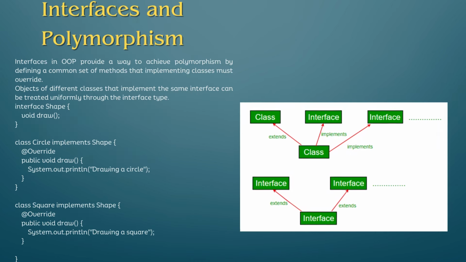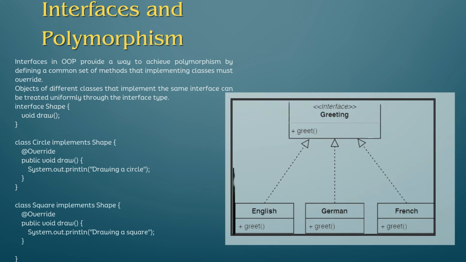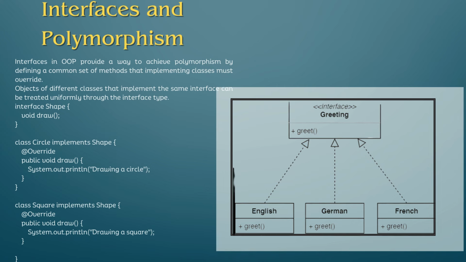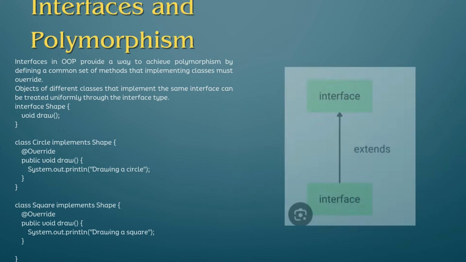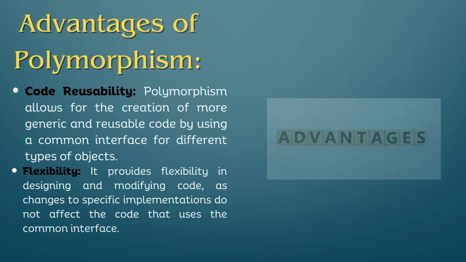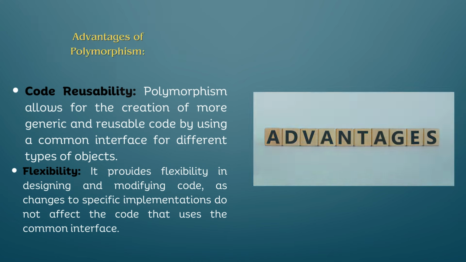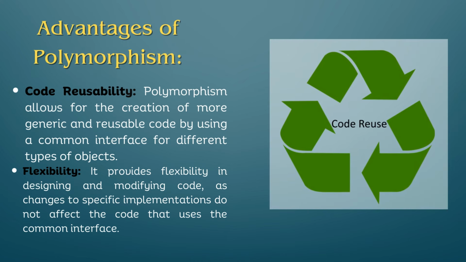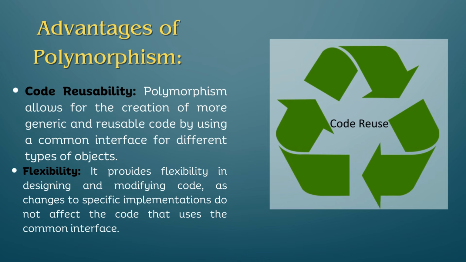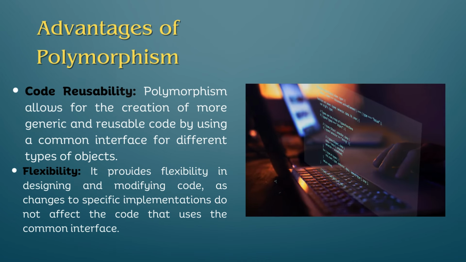Interfaces and polymorphism. Interfaces provide a way to achieve polymorphism by defining a common set of methods. Objects of different classes that implement the same interface can be treated uniformly through the interface type. Advantages of polymorphism. Polymorphism brings several advantages to programming. It promotes code reusability by using a common interface for different object types and provides flexibility during code design.